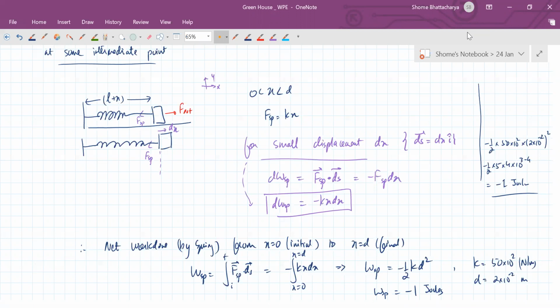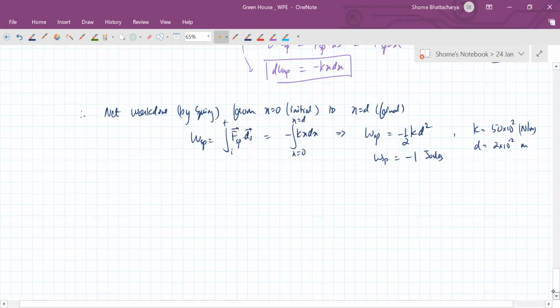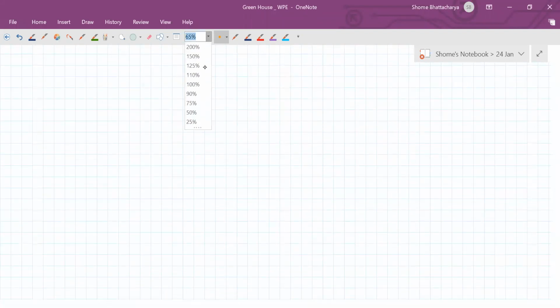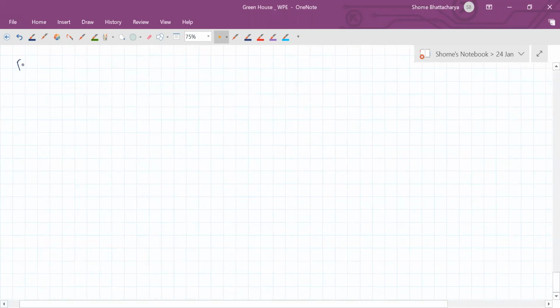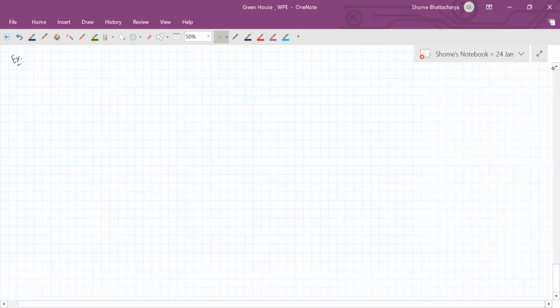Okay, good. Let's look at another example of work done by variable force. Suppose we have a situation where a particle moves along the x-axis. Write it down, Tej.